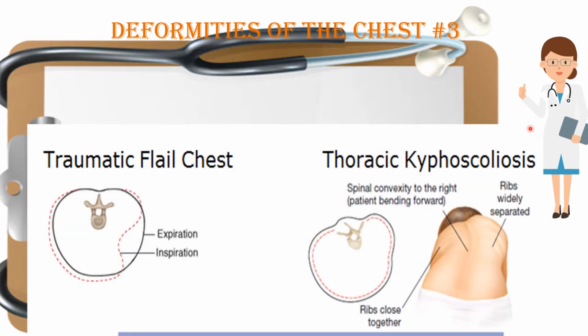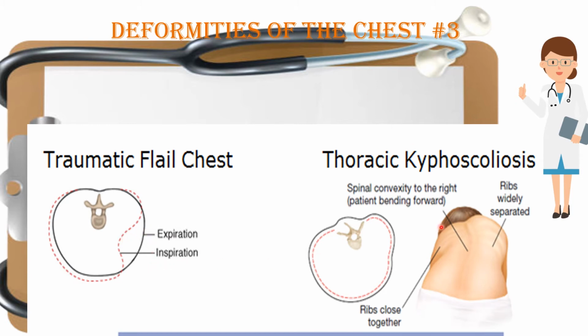Okay, so another deformity of the chest, we have here a traumatic flail chest. So the multiple rib fractures may result in paradoxical movements of the thorax. As the descent of the diaphragm decreases intrathoracic pressure during inspiration, the injured area caves inward. During expiration, it moves outward.